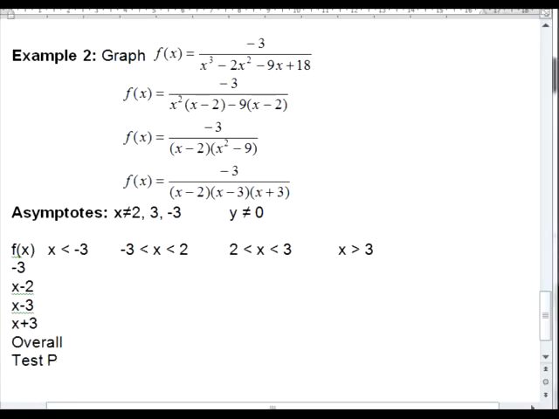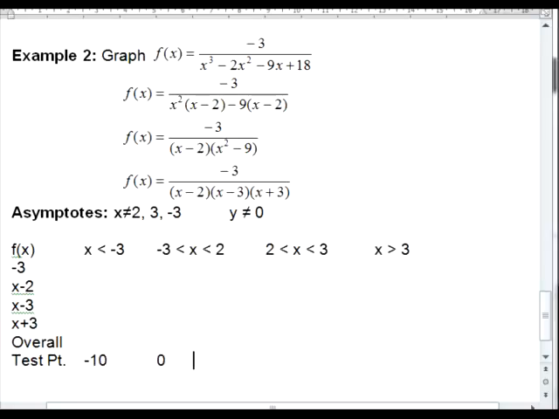Overall, and test point. I'm going to run out of room here, so I'm going to move that over a bit. All right, so my test point less than negative 3 I'm going to pick as negative 10. Between negative 3 and 2 I'm going to pick as 0. Between 2 and 3 I'm going to pick as 2.5. And bigger than 3 I'm going to pick as 1,000. You can pick anything. Now the only trick is for this: you're going to sub all these values into each part of this equation.